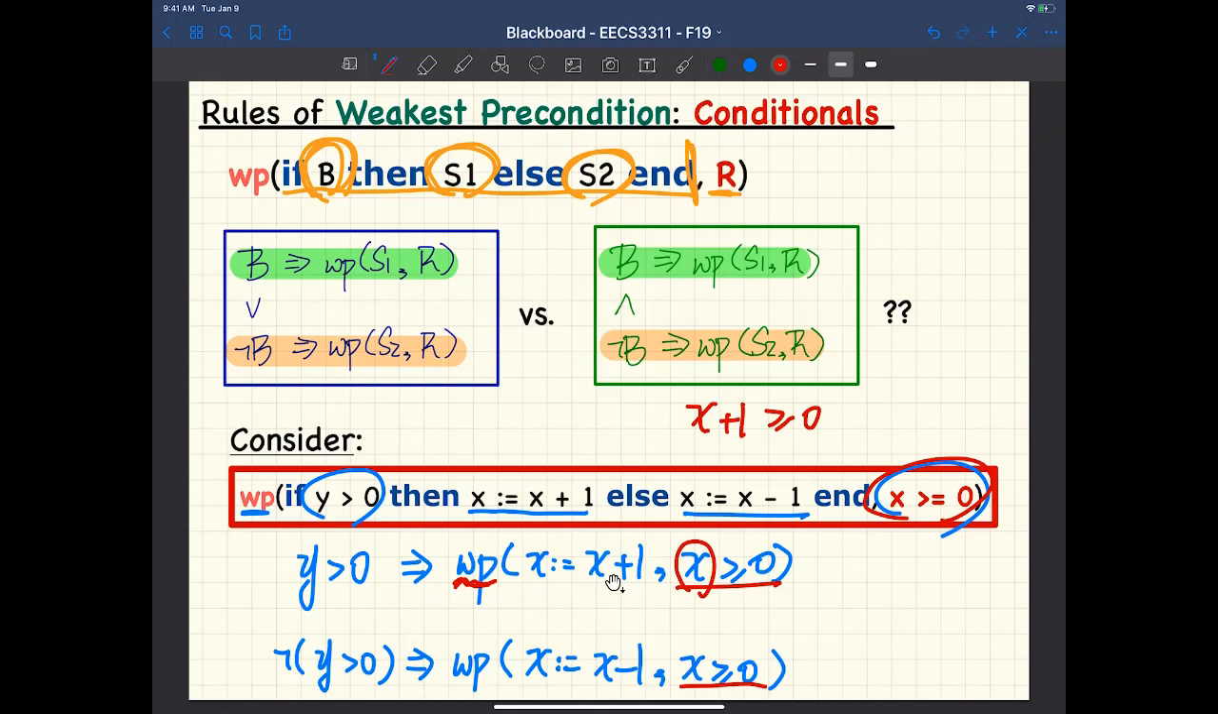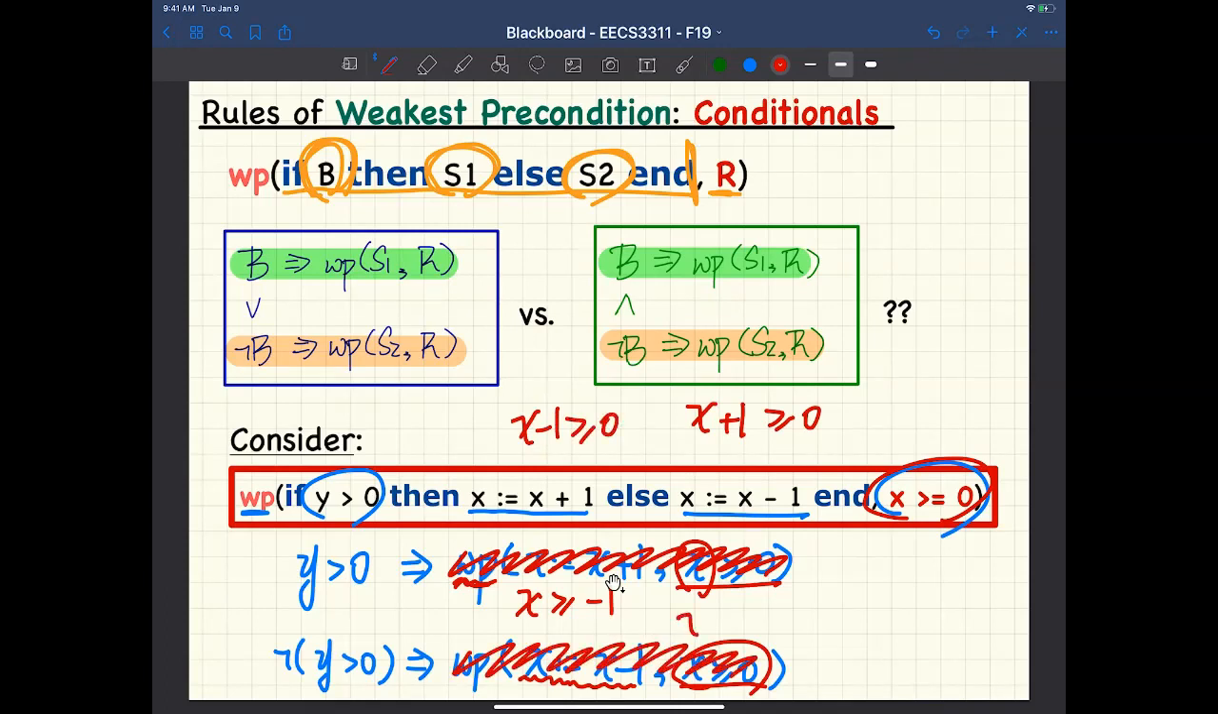Okay. Let me just wipe this out. Y larger than 0 implies X larger than or equal to minus 1. That's the kind of calculation. Okay. What about the second one? We calculate WP for this particular decrement assignment to establish the same postcondition. What would that be? So you're going to replace X by X minus 1, larger than or equal to 0. So now you can replace this over here by X larger than or equal to 1.